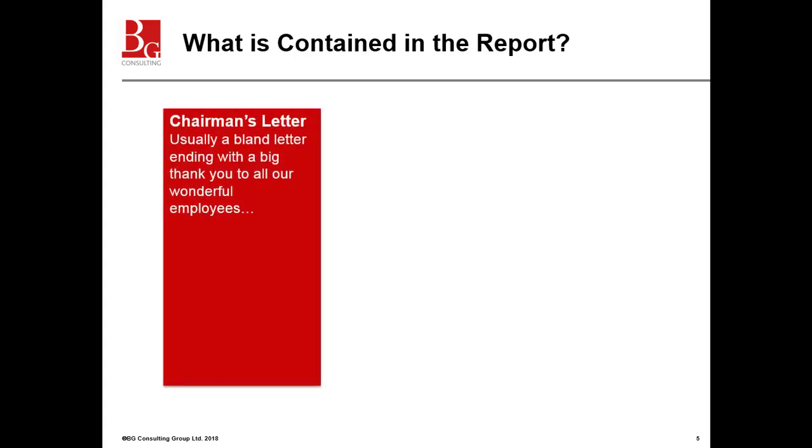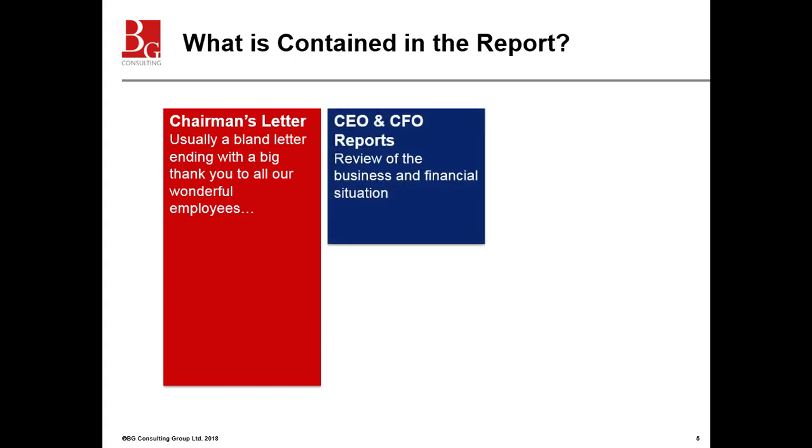Let's look at what's contained in an annual report of a company. Firstly, you're likely to see the chairman's letter. This is usually a bland letter ending with a big thank you to all of the wonderful employees. For an analyst, there's nothing too much of interest in the chairman's letter. Then we'd see the CEO and CFO reports, the Chief Executive Officer and the Chief Finance Officer. And within those reports, you'll see a review of the business and the financial situation over the last year.